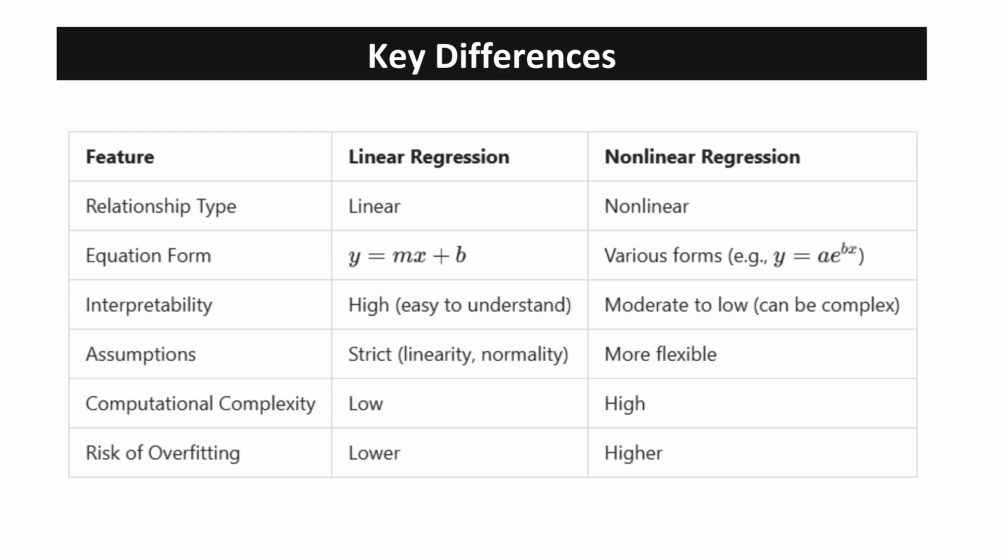The computational complexity for linear regression is low. It's solved using simple matrix operations, very fast and efficient. However, nonlinear regression requires iterative algorithms, like Gauss-Newton or Levenberg-Marquardt, which are computationally intensive. The risk of overfitting for linear regression is lower due to its simplicity. However, nonlinear regression has a higher risk of overfitting, especially with complex models or small datasets.